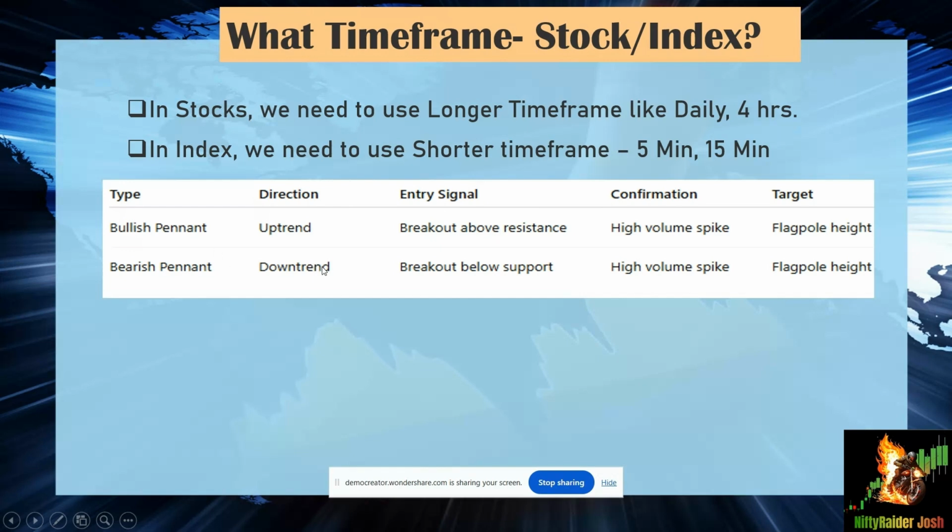Bearish pennant, it's a downtrend, and once the support is broken, then you can go for high volume spike. Again, here also the flag point height we can keep as the target. SL, I already told you how to keep the SL. What is a flag point? That lower point is the SL for all your trades.